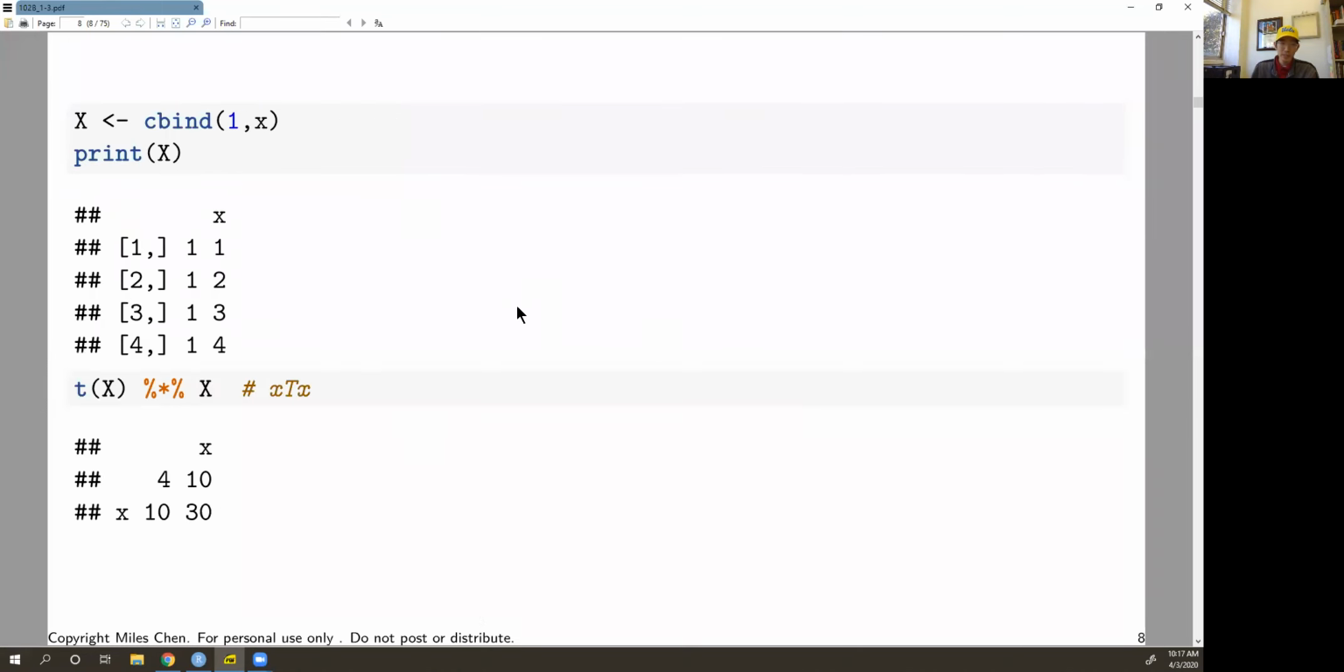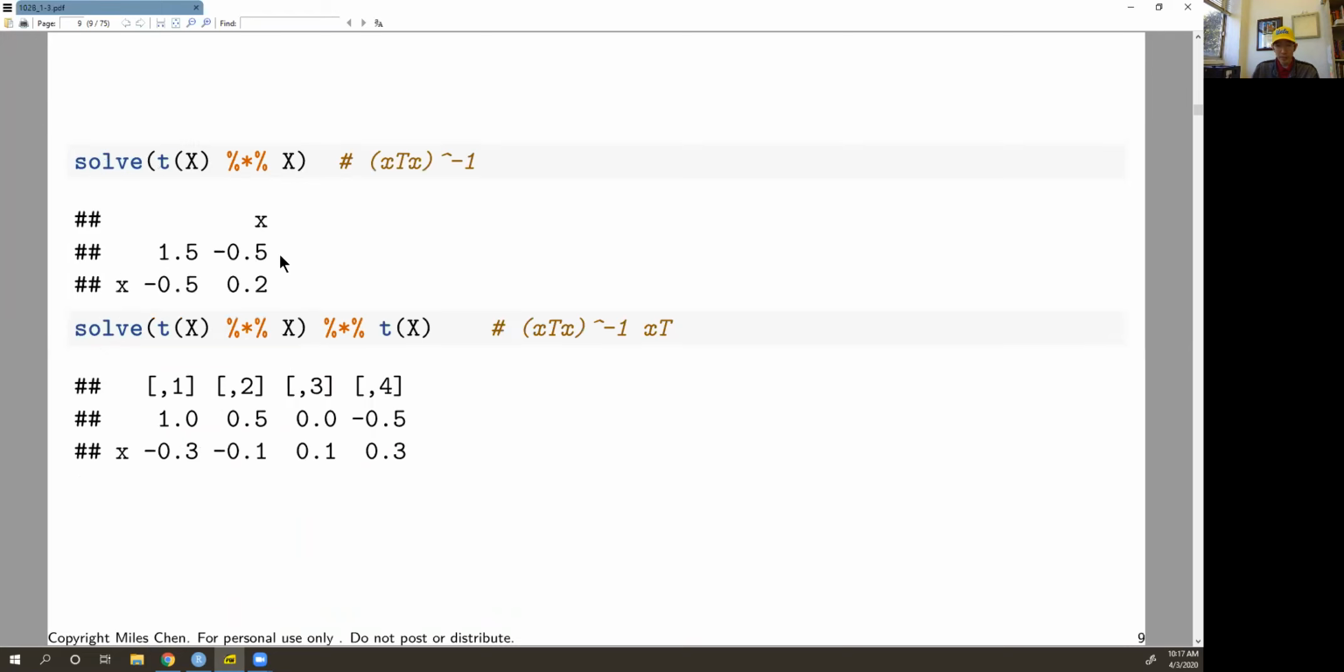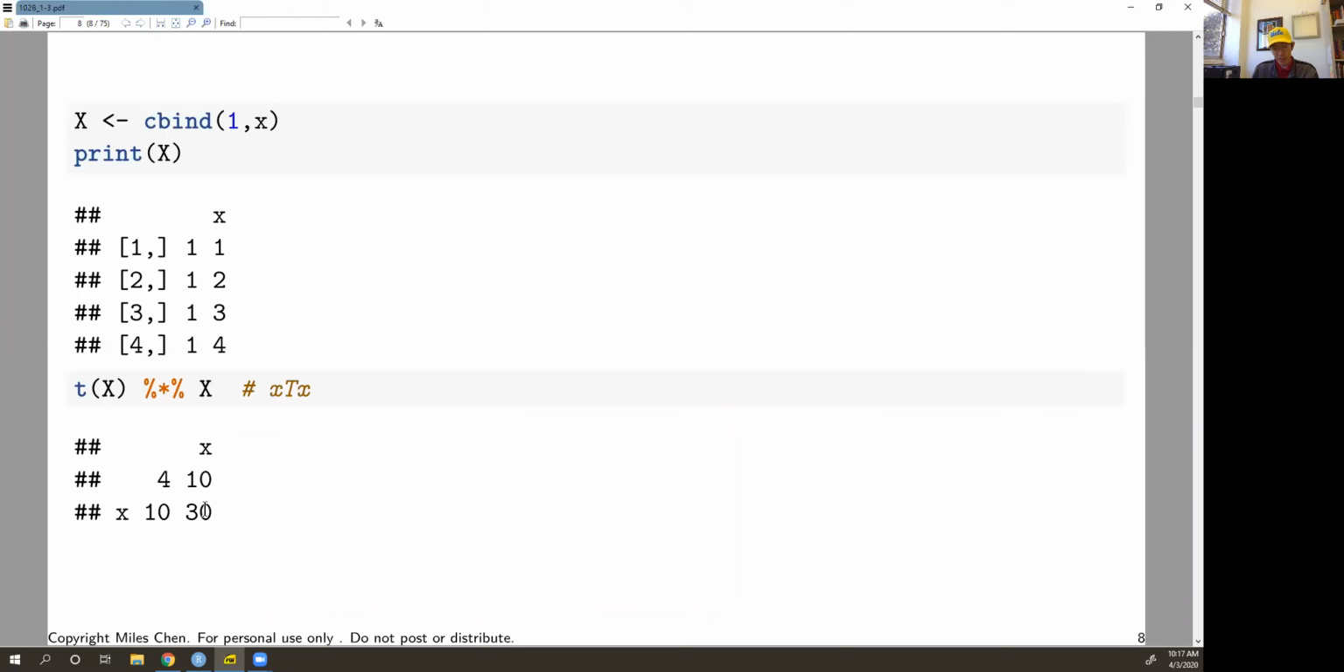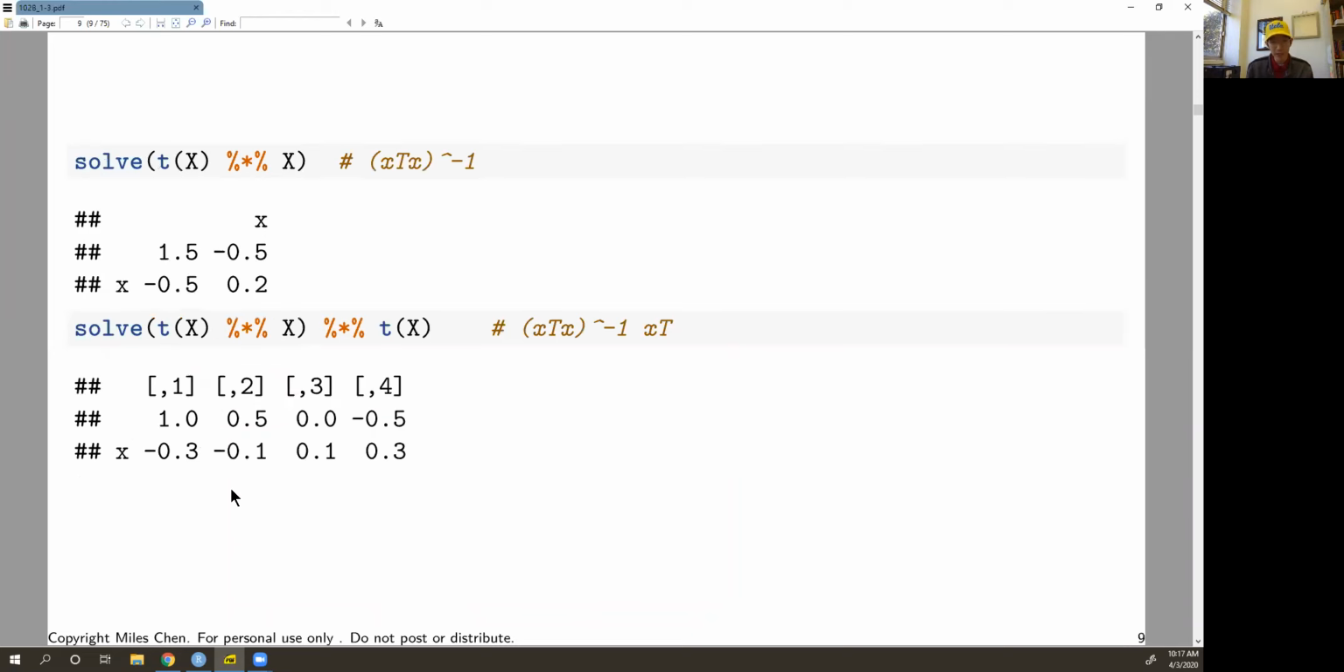Well, we can take X, bind a column of ones to it, and so I've got X, and here is the matrix X transpose times X. When you take X transpose and multiply it by X, you're going to get this 2 by 2 matrix, 4, 10, 10, 30. And then the inverse of this matrix, and perhaps you've forgotten how to find the inverse, so review your linear algebra notes. You take the determinants and this and that. So this is going to be the inverse of this, so this is X transpose X inverse.